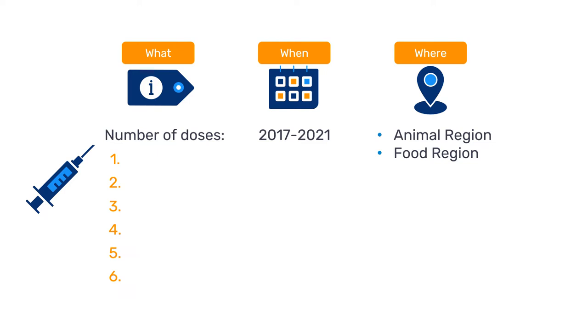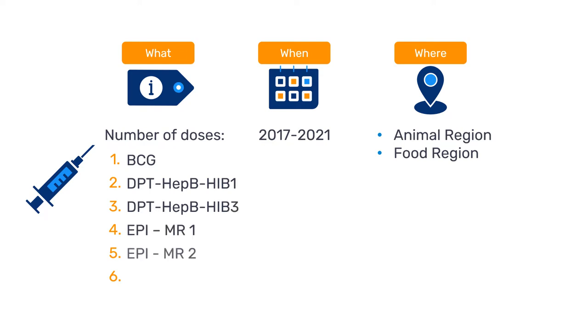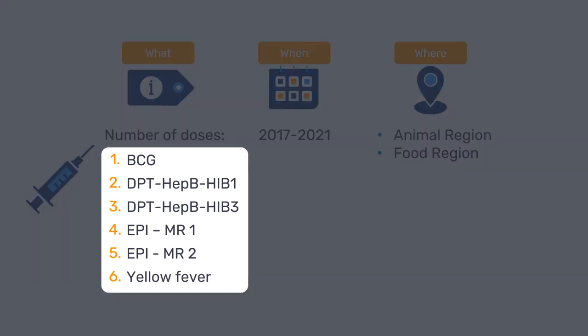Specifically, let's look at doses of BCG, DPT, Hep B, Hib 1 and 3, MR 1 and 2, and yellow fever. Knowing more about the administration of these vaccines allows us to better understand the health system access in specific regions.